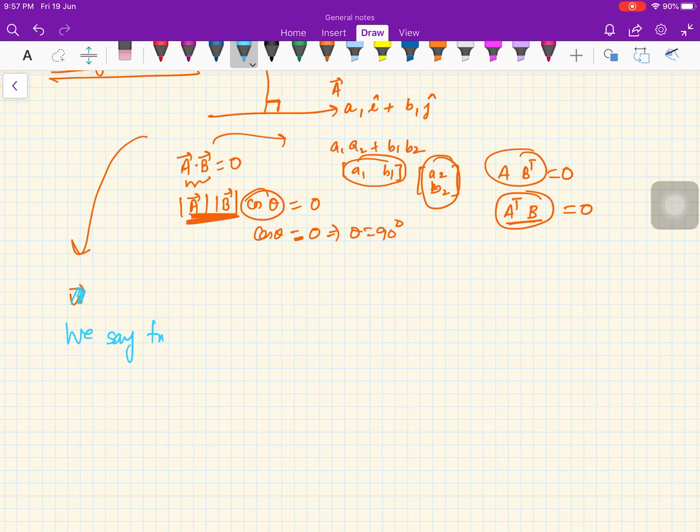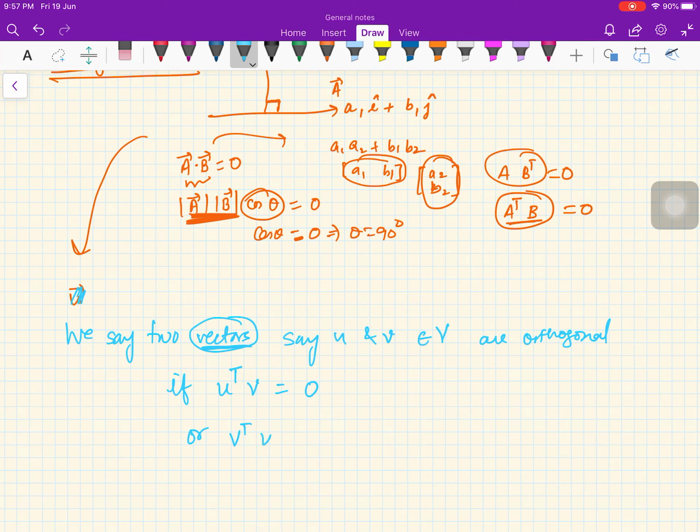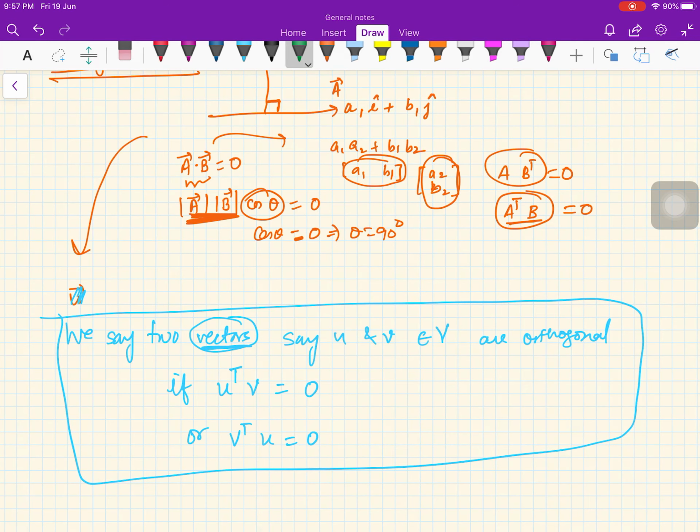Two vectors, where vectors mean the coordinate vectors: if you have a vector, you look at its coordinates, which means a column vector or a row vector with respect to a basis. Two vectors u and v of a space V are orthogonal if u transpose v is 0 or v transpose u is 0. It is the same thing. So this is the definition of orthogonality.